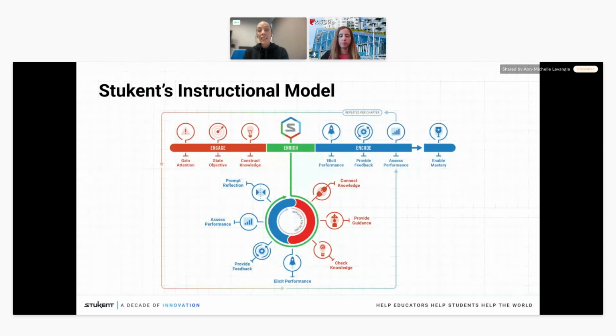So supporting the E3 learning experience is this instructional model. What I want you to take away from here is that the upper part, that horizontal row, represents the learning events that are part of our engage and encode sections of the learning experience. Those are about knowledge acquisition and then assessment. That's really what we deliver in our more traditional courseware.